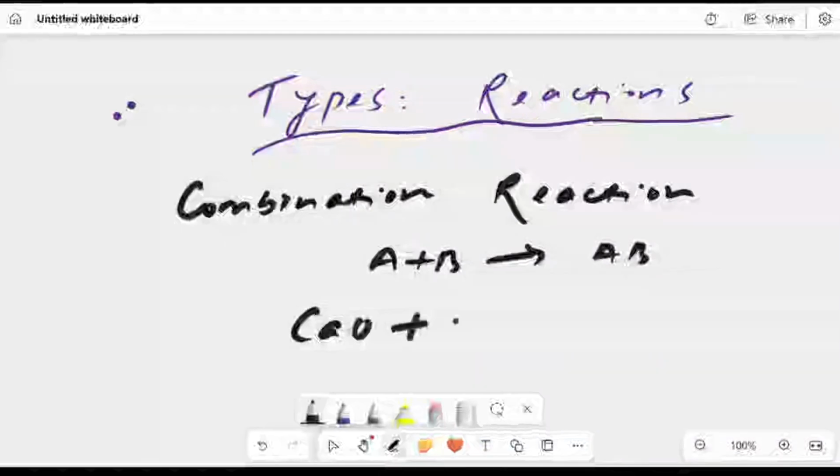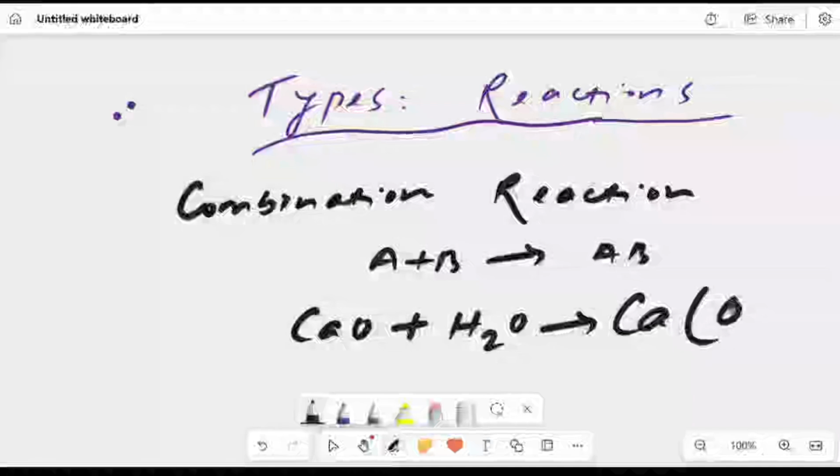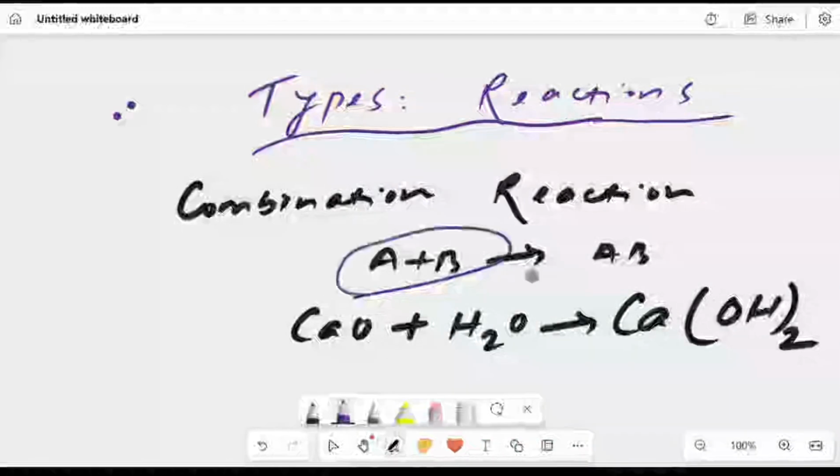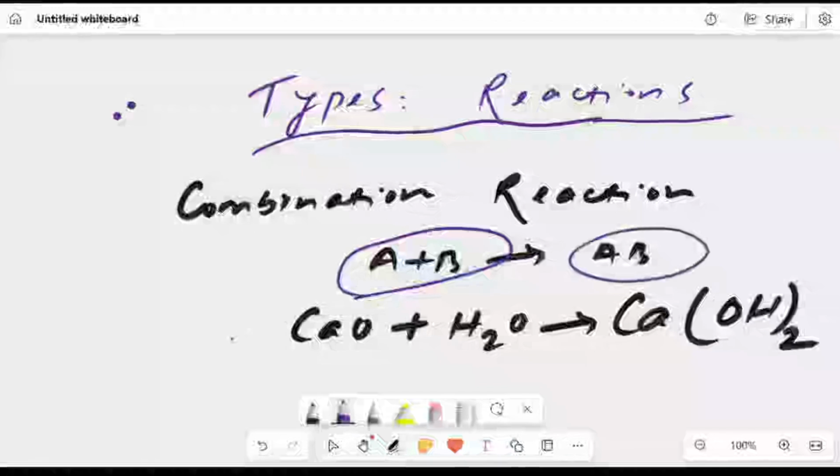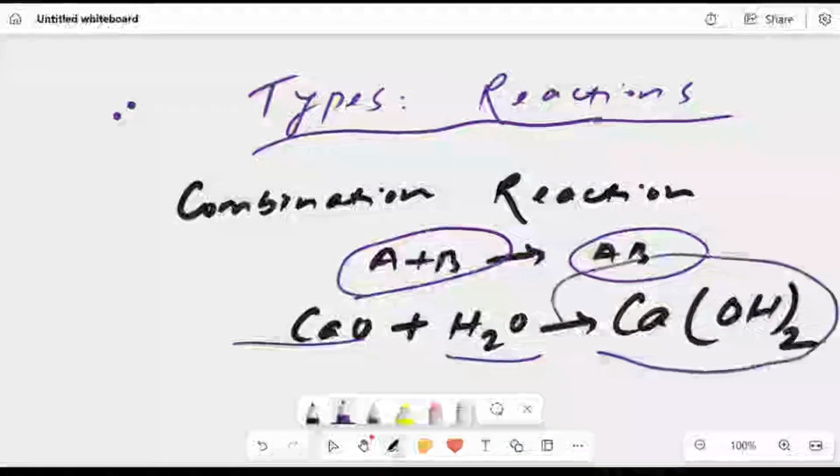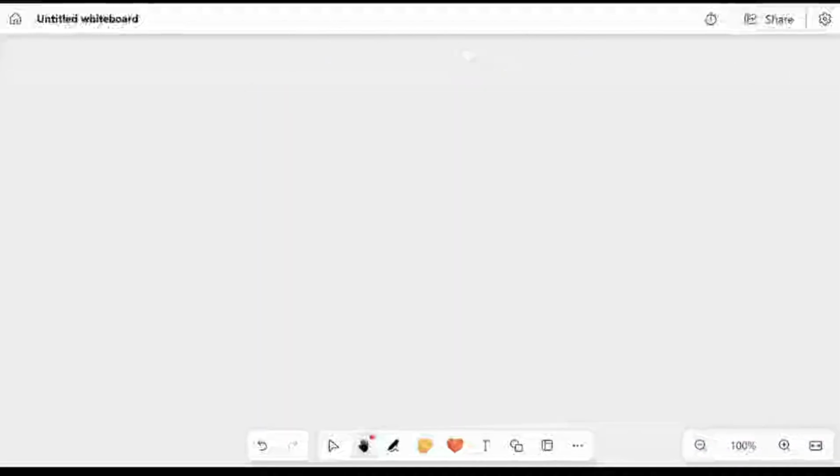CaO plus H2O. What do we get? Ca(OH)2. So combination reaction, two substances here. They combine to form a product. CaO and H2O, and they form the product Ca(OH)2. The second one is the opposite. It's known as decomposition reaction.